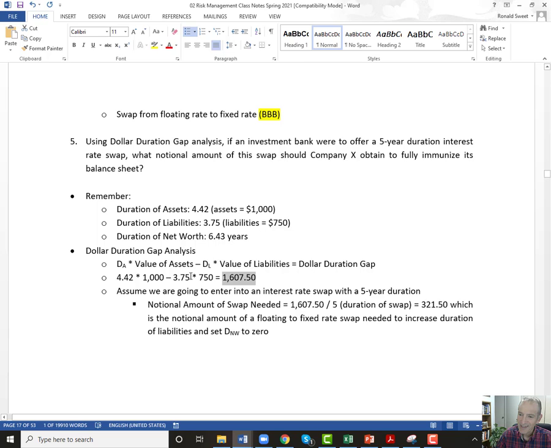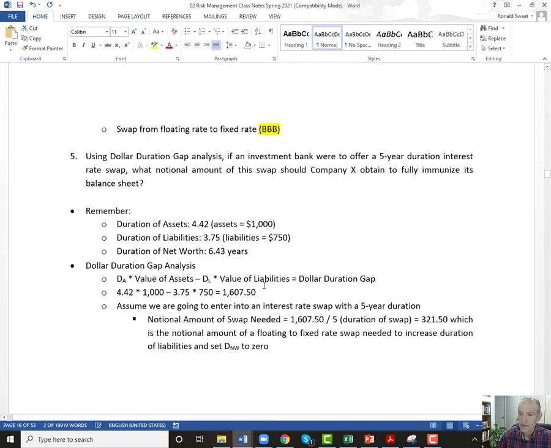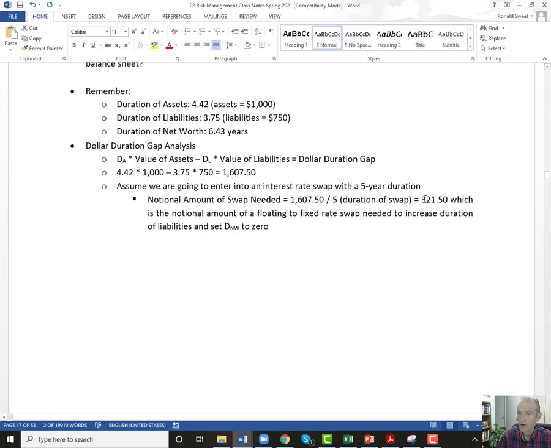So what does that mean? Well, that tells us how much notional amount we need. So right here, let's assume the interest rate swap has a 5-year duration. Then what we want in a notional amount is our dollar duration gap, 1.6 billion divided by 5. We would want to buy a $300 million swap. All right, so the notional amount on this swap would not be $500 million. The notional amount on the swap that BBB would do would be $321.5 million.